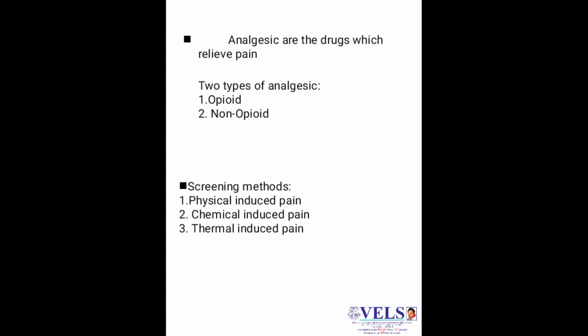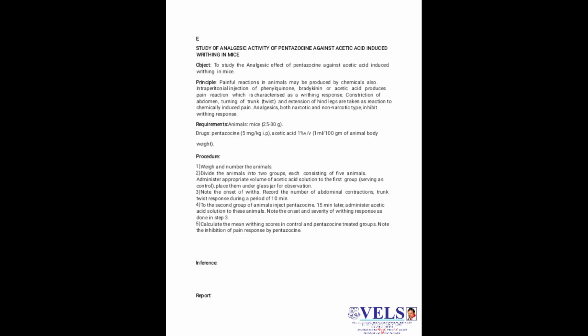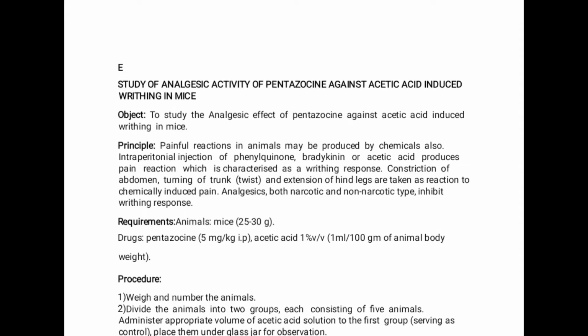Analgesics are the drugs which are used to relieve pain. There are two types of analgesics available, opioid and non-opioid. The analgesic activities can be screened by inducing pain by physical method, chemical method and thermal method. So we are going to see them one by one.